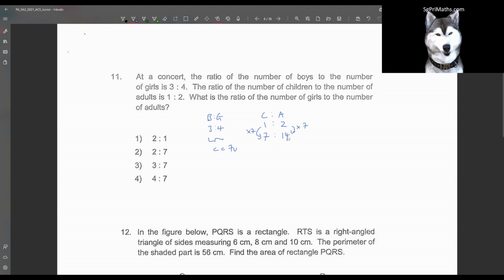Okay, so we can compare this to this directly. So girls to adults, girls will be 4, adults will be 14. So reduced, the ratio will be 2:7. Answer is 2.